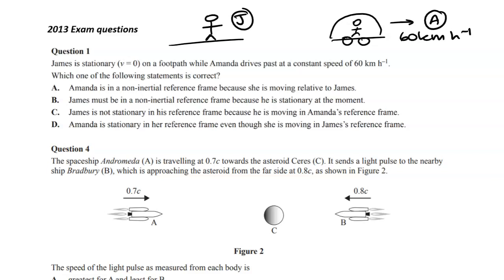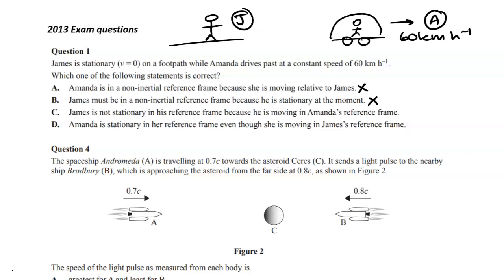A, Amanda is in a non-inertial reference frame because she's moving relative to James. No, as we previously spoke about, inertial reference frames merely depend on someone traveling at a constant velocity. Now, they have said on a footpath while Amanda drives past at a constant speed of 60 kilometers an hour. They haven't specified that she's turning a corner. So for the context of this question, we can assume that it's constant velocity, although I would have liked it if they had narrowed down that it was definitely traveling in a straight line. So not A. B, James must be in a non-inertial reference frame because he's stationary at the moment. Nope. A stationary reference frame, or at least stationary with respect to the ground, that is perfectly fine. That's a constant velocity of 0.